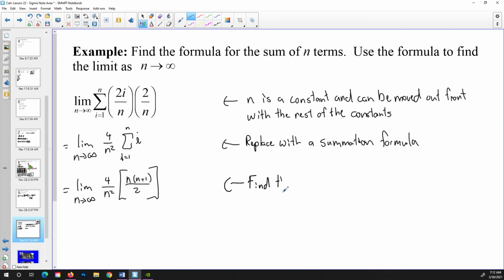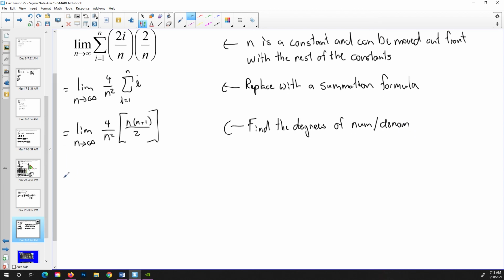Find the degrees of the numerator and denominator. So let's do that. All right, so at some point, if I multiply this whole thing out, I'll have 4 times n, which will give me 4n squared plus some other terms. In the denominator, I'll have n squared times 2. That'll give me 2n squared.